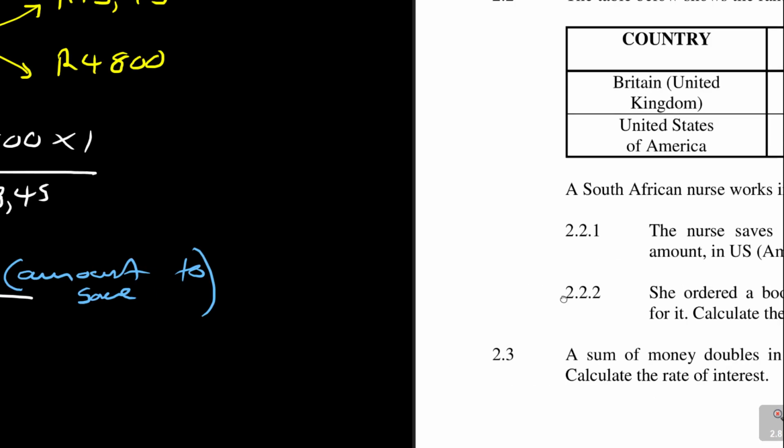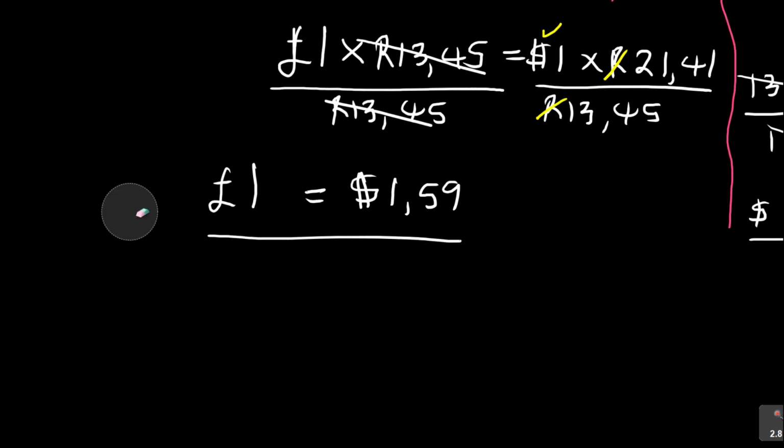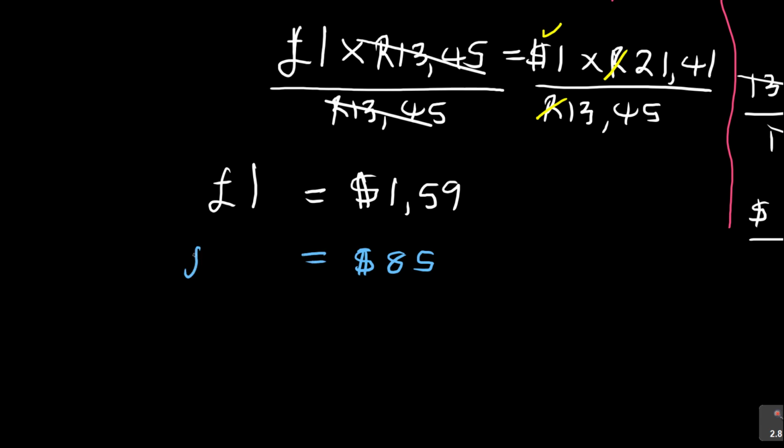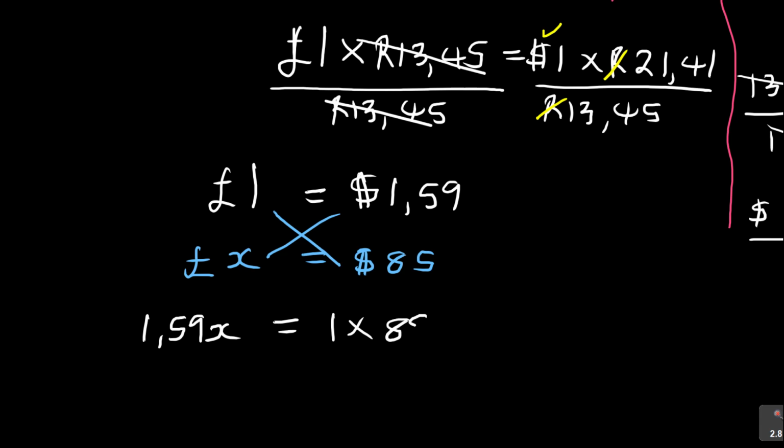How much in pounds? So let's remove this. You paid in the dollar side, you paid 85, and then we say how much in pounds. It's X pounds. You do the same, cross multiply. It's always cross multiply. So you multiply X times 1.59, which is 1.59x, equal to £1 times $85. You divide by 1.59.